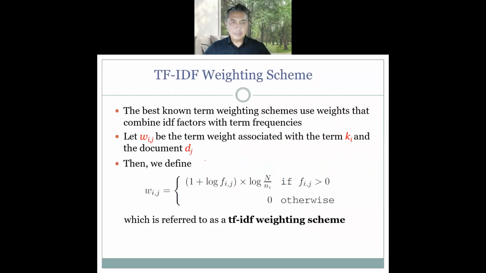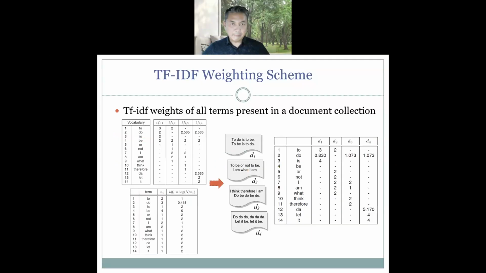Okay. So this is your TF times IDF. This is your new weightage here. In this formula, we are using the IDF to cancel out the weightage of the word that exists in all of the documents. For example, this is your TF.